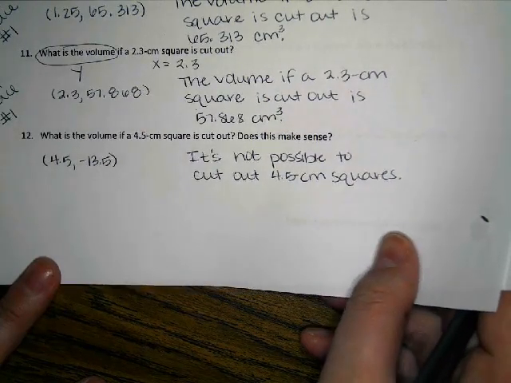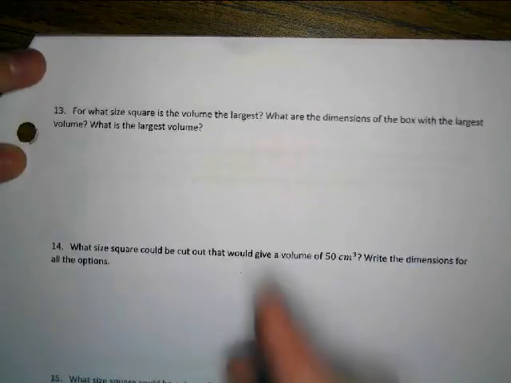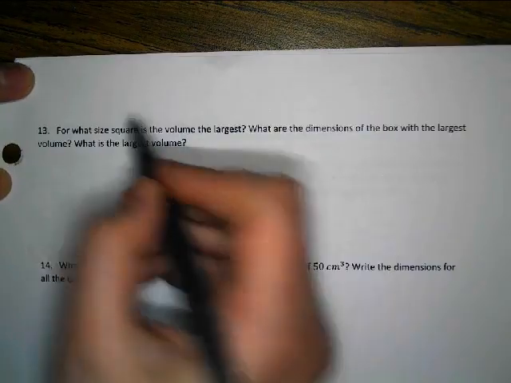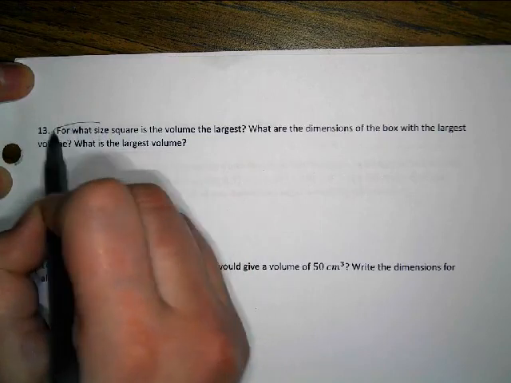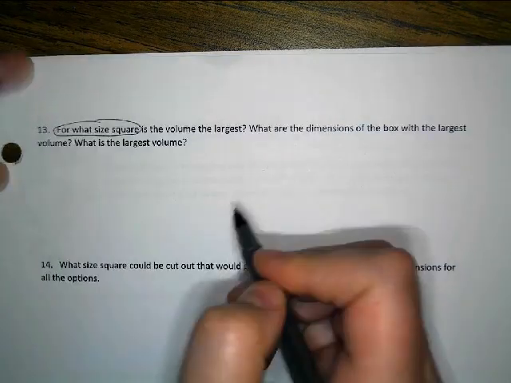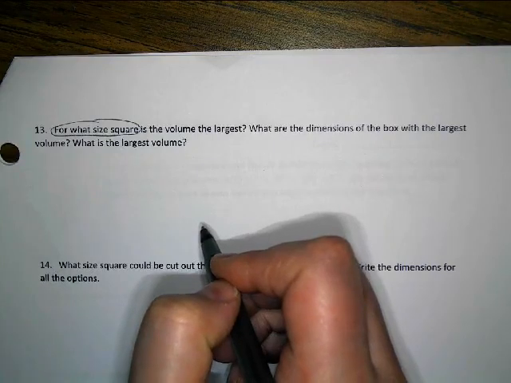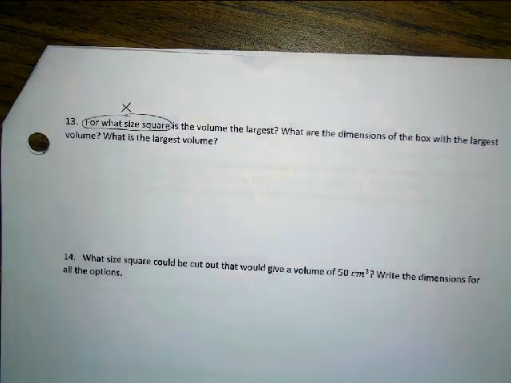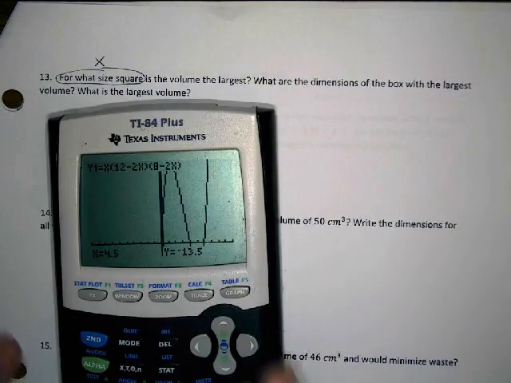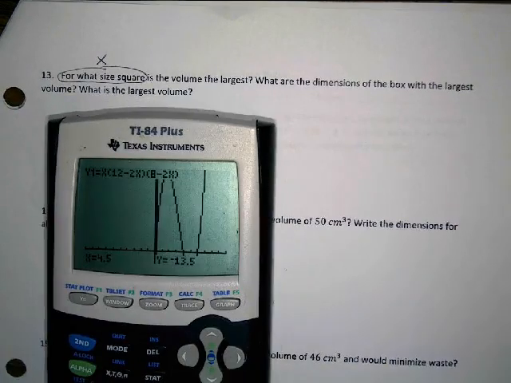Okay, this has a couple questions, but the first question says, for what size square? So are we finding an x or are we finding a y? An x. We're finding an x. For what size square is the volume the largest? Okay, we're finding an x. Where are we going to look on the graph? We're going to look at the maximum, okay?